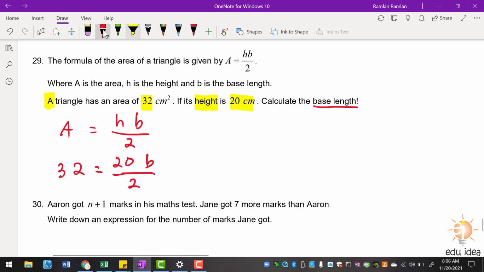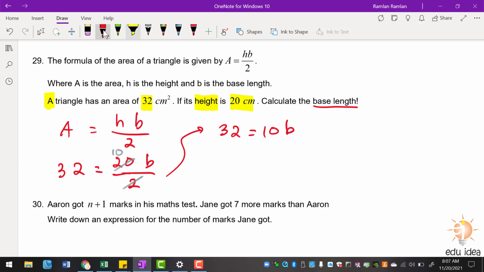So as you can see here, we have this formula, and then we substitute the values of A and H, right? So we can solve this question. The easiest way again to do this is to simplify. We know that on the right side of the equal sign, we can cancel this one, right? So 20 divided by 2 is 10, right? So we can rewrite that equation again as 32 equals 10b.